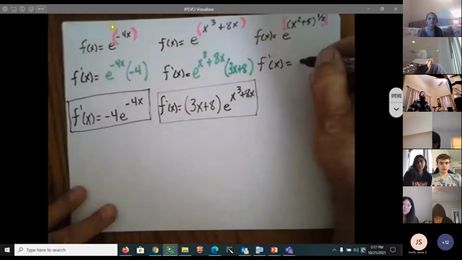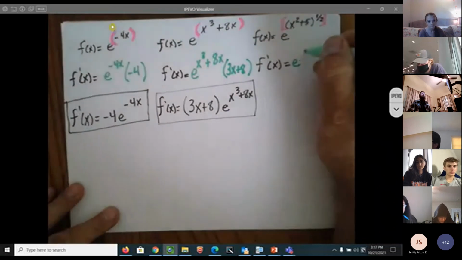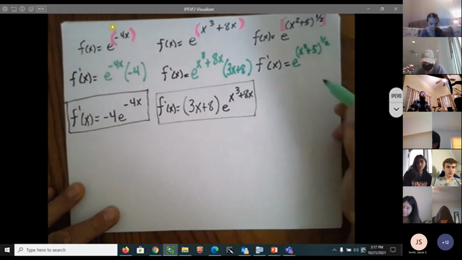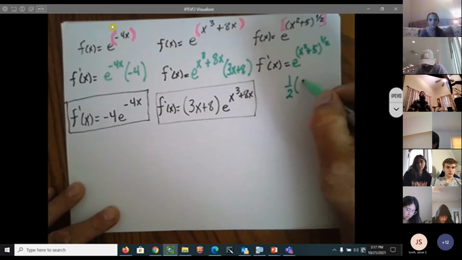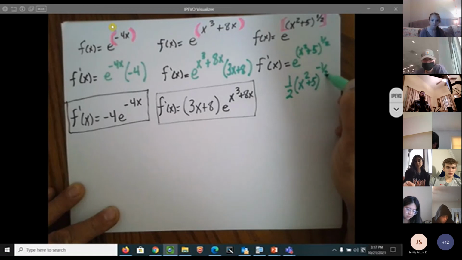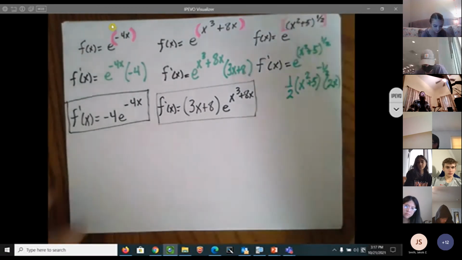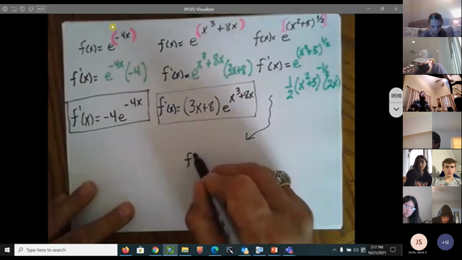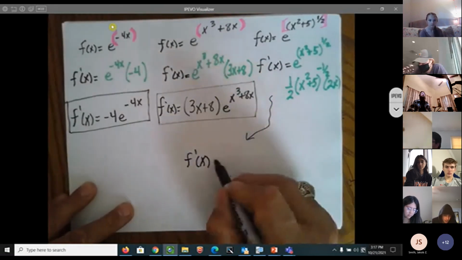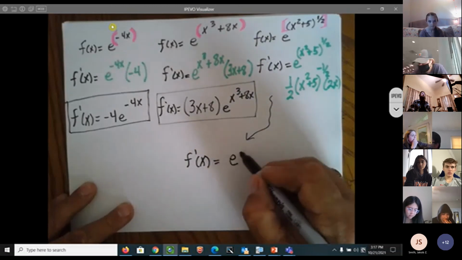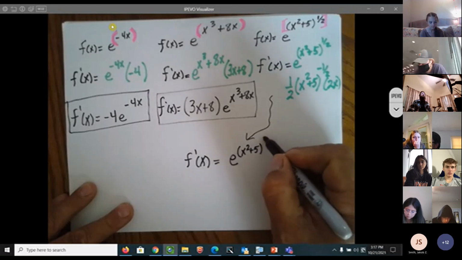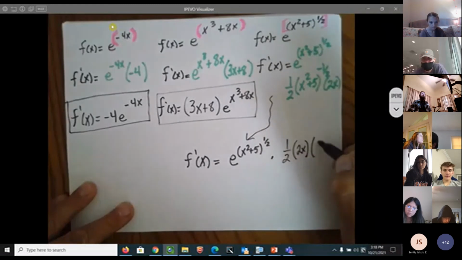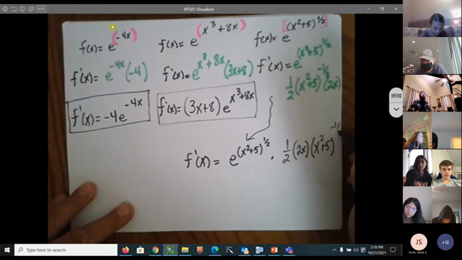And the last one, e to the square root of x squared plus 5, that's the x squared plus 5 to the 1/2 power. The derivative is e to the x squared plus 5 to the 1/2, times 1/2 times x squared plus 5 to the negative 1/2 times 2x. And that's going to be f prime of x is equal to, I'm just going to rewrite it, e to the x squared plus 5 to the 1/2 power times 1/2 times 2x times x squared plus 5 to the negative 1/2 power.